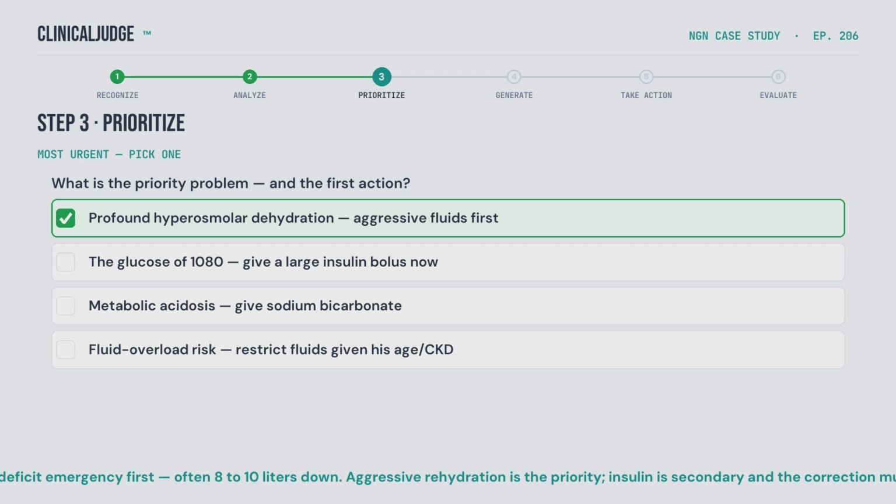Bicarbonate is pointless, he is not meaningfully acidotic. And restricting fluids out of caution would let the true emergency, the dehydration, kill him. Name it as a fluid emergency, and the first thing you do is pour in saline, carefully but aggressively.